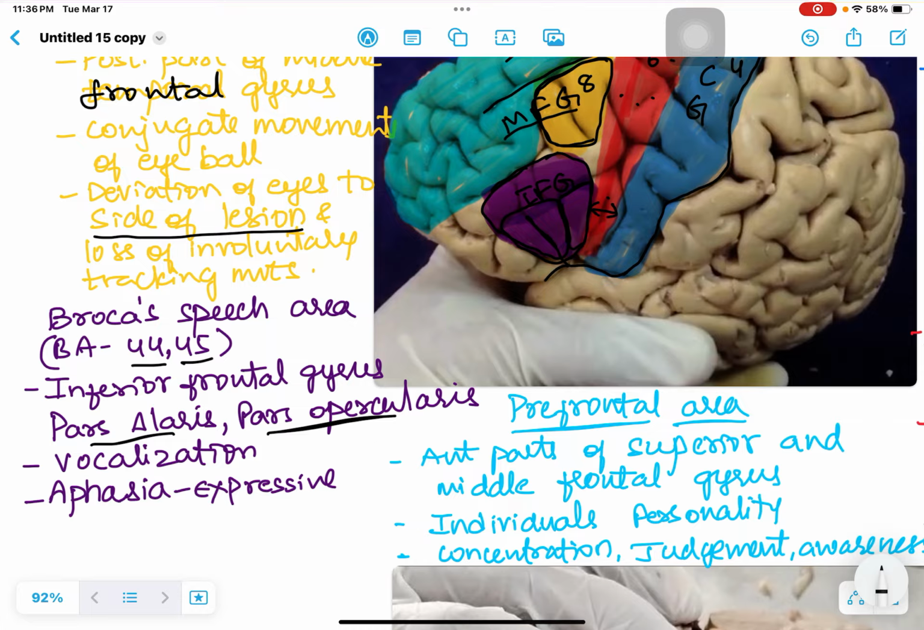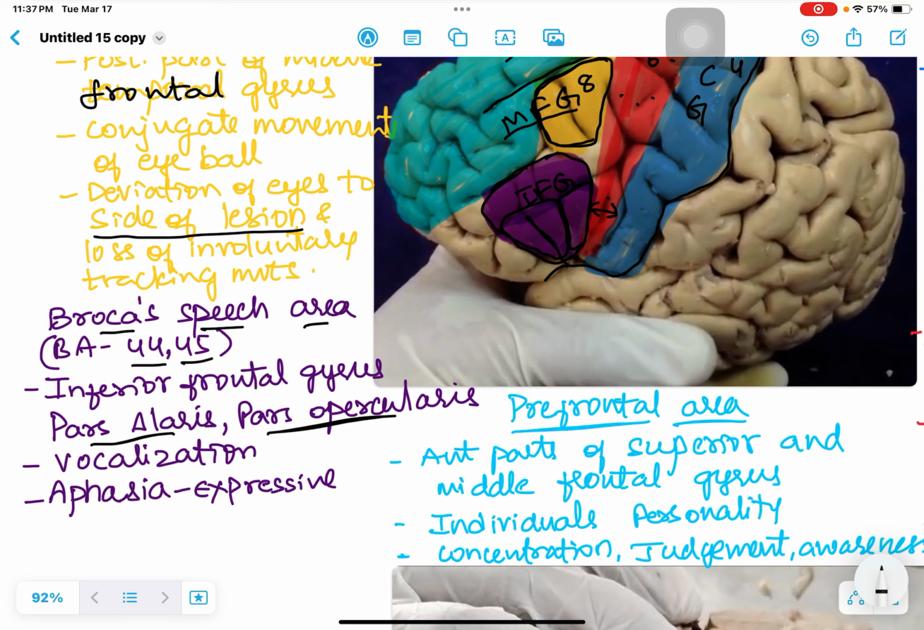This is very important for production of voice, that is vocal cords, our mouth, lips, tongue, of course, the paranasal air sinuses, everything helps in the vocalization, production of our voice. So muscular control of all this and production of voice is under the function of Broca's speech area, or it is also called motor speech area, because it is controlling the muscles which help in voice production.